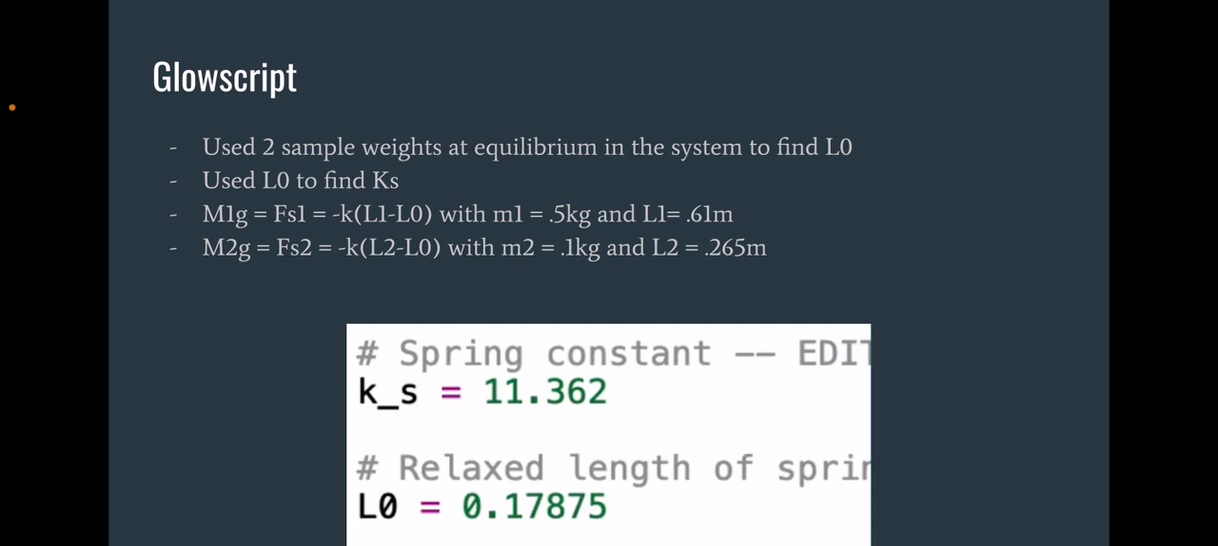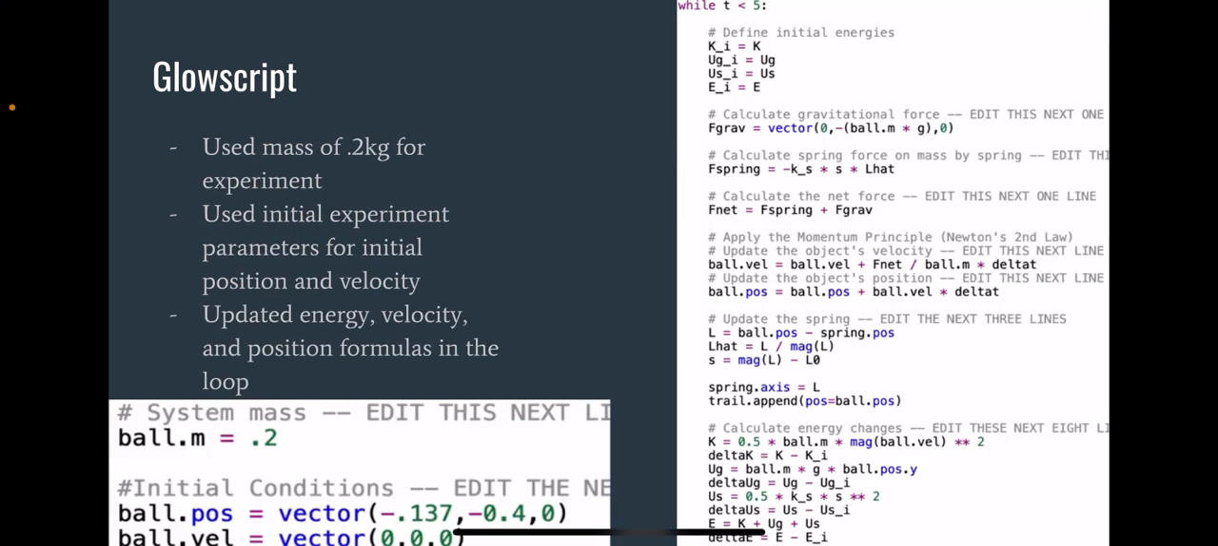We set the two equations equal to each other, since both equal the spring constant, to find the relaxed length of the spring, and then used the relaxed length to find the spring constant. Aside from that, we used a different mass of 0.2 kilograms for the experiment of the mass moving in oscillation with the spring.